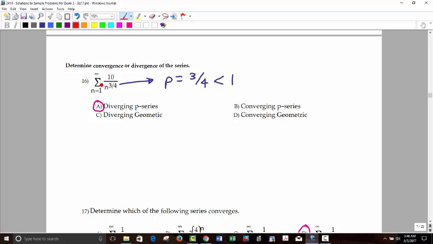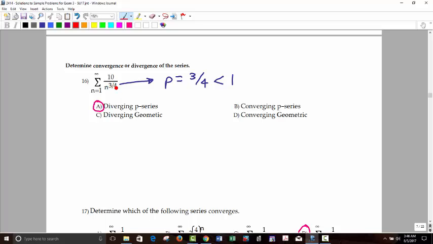This is pretty much straightforward p-series. That 10 does not affect anything. Now, when you have adding and subtracting, that's different because you can't pull numbers to the outside. But any common multiples can go outside the summation. So that 10 comes out of there. So you're looking at a p-series. And now we have to decide whether it's diverging or converging.